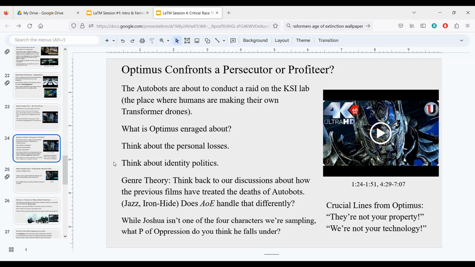So, what do you think? Just to spell it out, why is Optimus so upset? Because Stanley Tucci's profiteering from their suffering. Yeah, or even just that he's killing them in general, right? I'm not even sure he's upset about the fact that he's making money. He's just upset that you killed my friends. They're not your property. We're not your technology. All that kind of stuff.